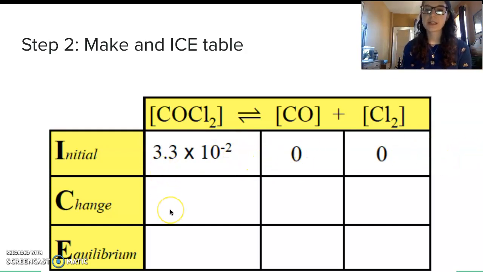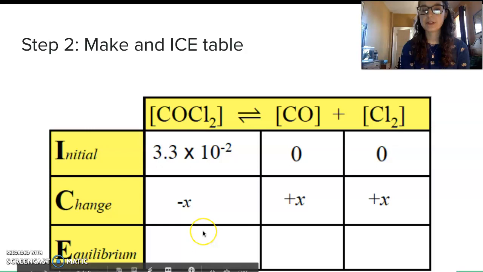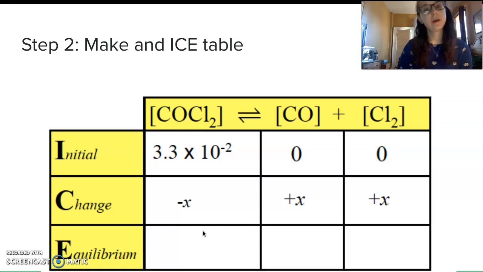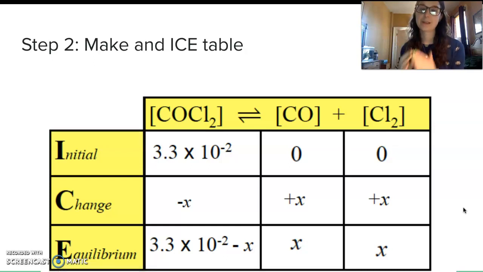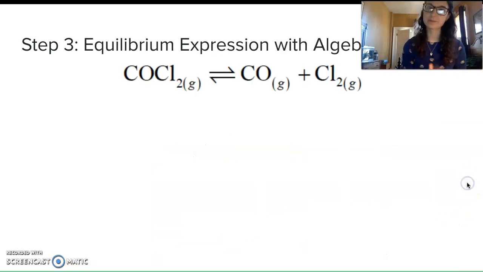Our change we're going to express algebraically. Everything here has a coefficient of 1, so we're going to do minus x for our reactant and then plus x for each of our products. And then at equilibrium, we just add the two boxes together to express the equilibrium of those concentrations. So we have 3.3 times 10 to the negative 2 minus x, and then 0 plus x and 0 plus x, which both turn out to be x.